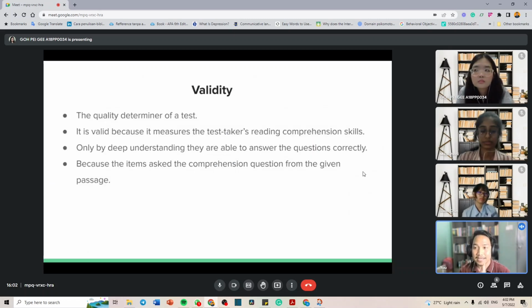Validity is the quality determiner of a test. To answer the question on whether the test that we designed here is valid or not, yes, it is valid because it measures the test taker's reading comprehension skills, because they have to understand the passage given deeply, and only by deep understanding are they able to answer those questions correctly. And because of that, the items ask comprehension questions from the given passage. Okay, so that is in terms of validity.